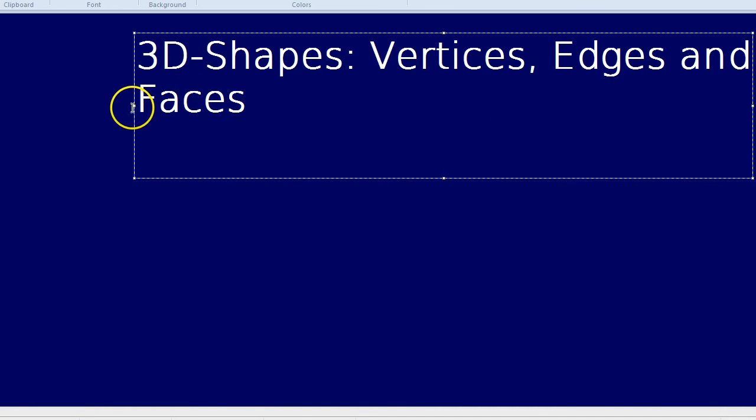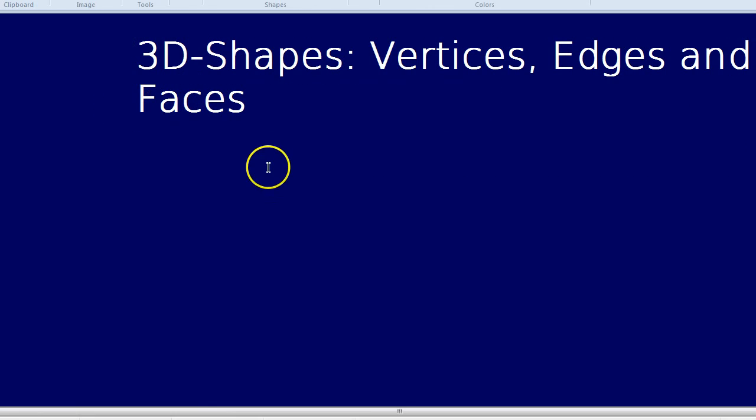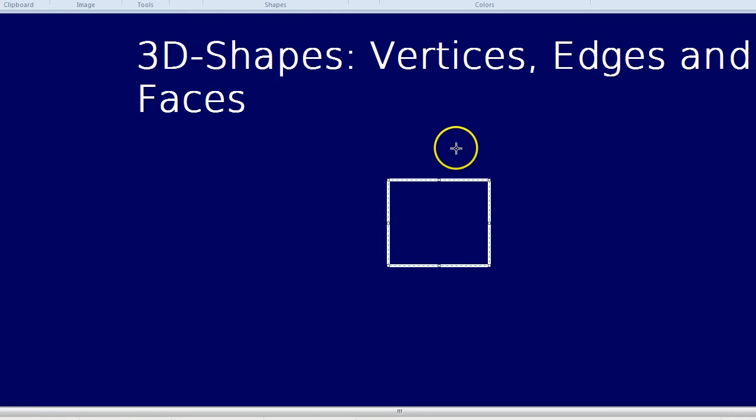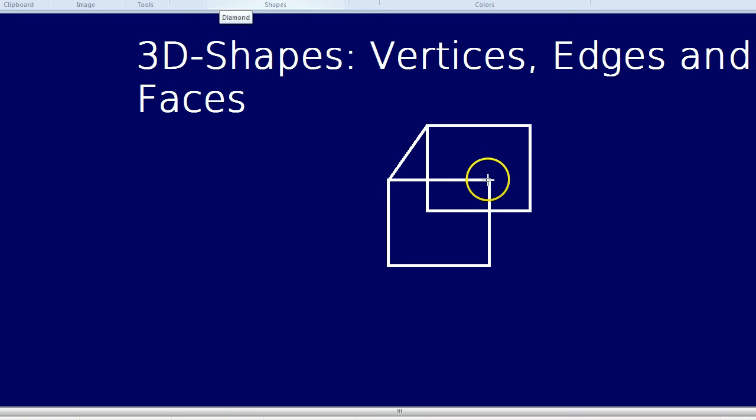Let's do a quick sample of different 3D shapes. First sample, you could talk about a cube. Here's a cube, and a cube is made up of squares, and each side is joined up. In a cube, all the sides are equal, and all the faces have the same area.